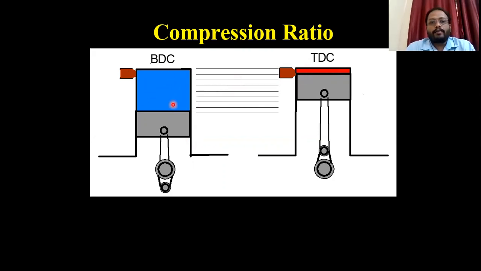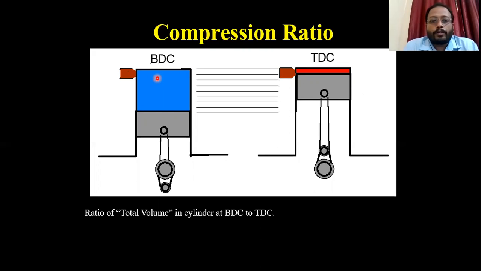The blue portion is the volume displaced. The compression ratio is the ratio of the total volume in the cylinder at BDC to the volume at TDC. So if you want to calculate the compression ratio, you have to calculate the volumes and then take the ratio of BDC to TDC.